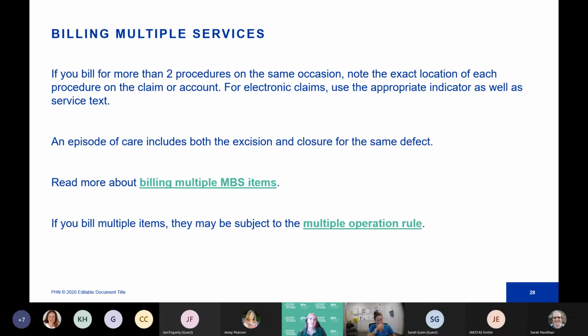Billing multiple services. You can usually bill multiple skin service items if you treat more than one skin lesion on the same patient on the same occasion. Some skin service items are for treating multiple lesions. So if you treat a lesion described in one of these items, the item covers the treatment of all lesions.